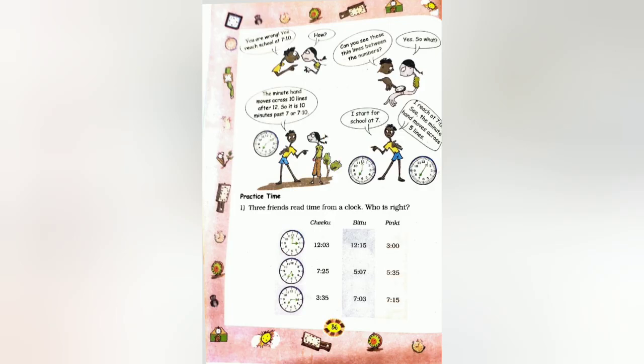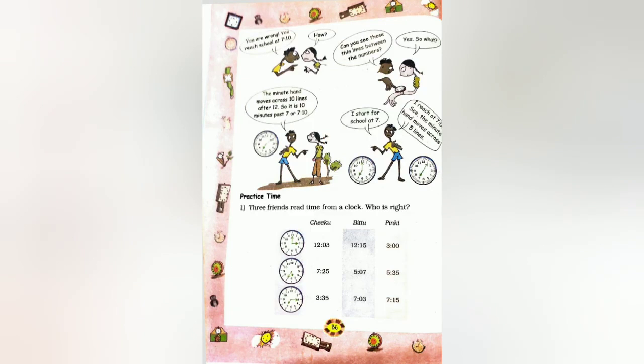Now Pankaj said, you are wrong. You reach school at 7:10, means 7 hours 10 minutes. She said, how? Can you see these thin lines between the numbers? She said, yes. So what? The minute hand moves across 10 lines after 12. So, it is 10 minutes past 7 or 7:10. Can you see it in the clock? It is 7 o'clock and 10 minutes.